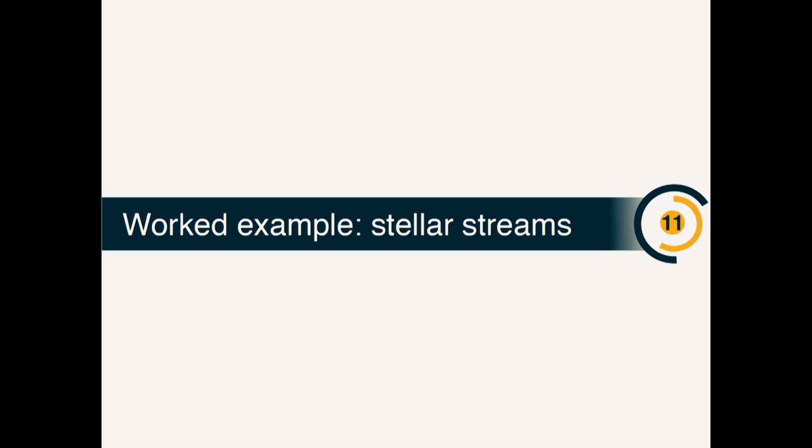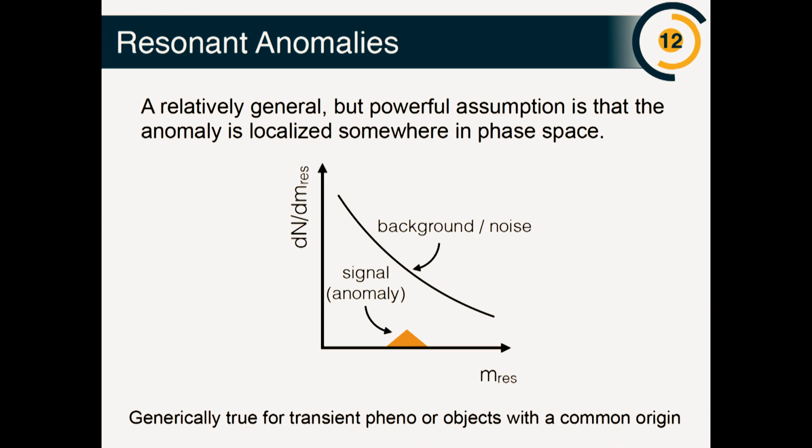Okay, so now what I'm going to do is show a worked example from astrophysics using stellar streams. This is going to be in the context of a resonant anomaly. Resonant anomalies are a subclass of group anomalies, a subclass of these weakly supervised methods that can be deployed, where you have some dimension.